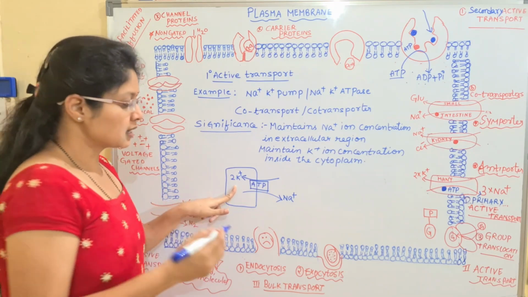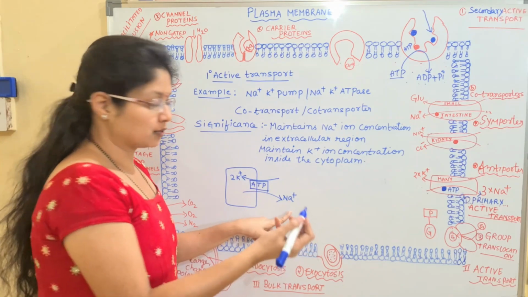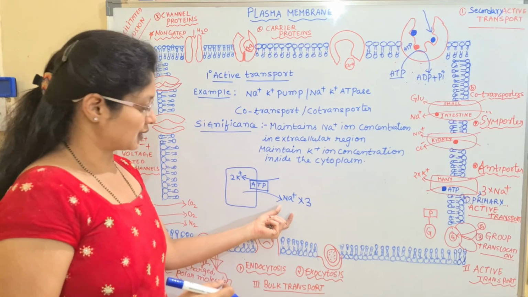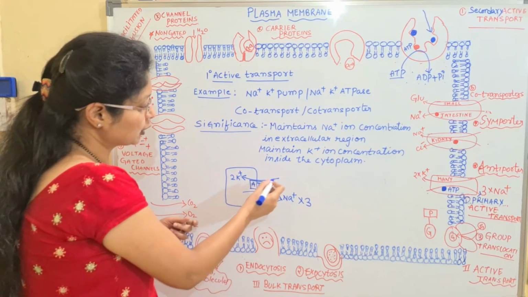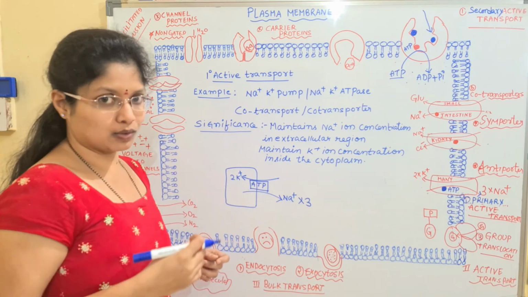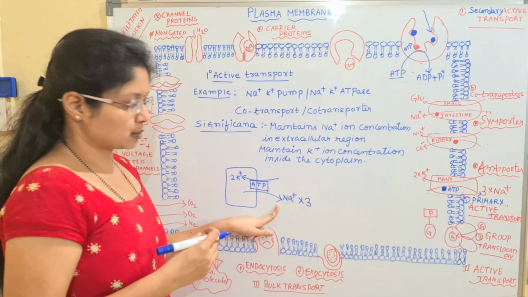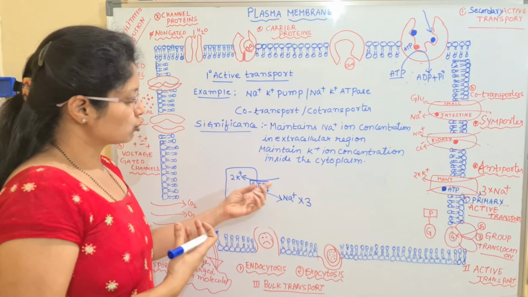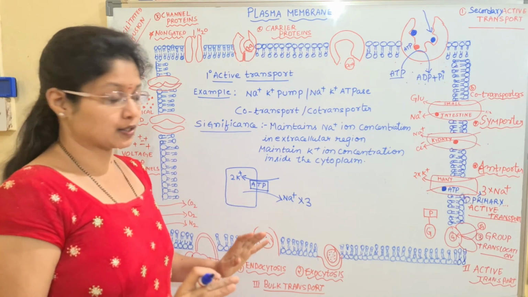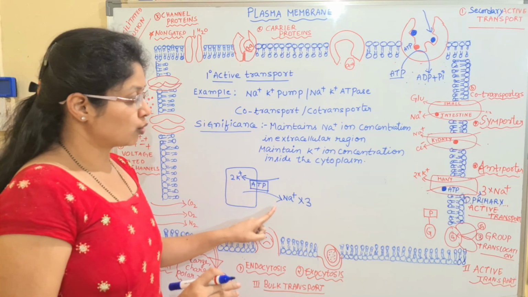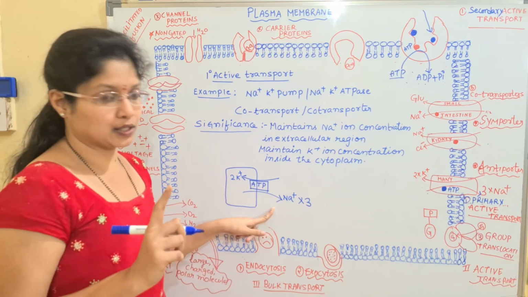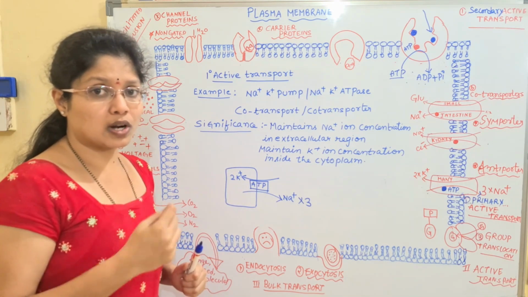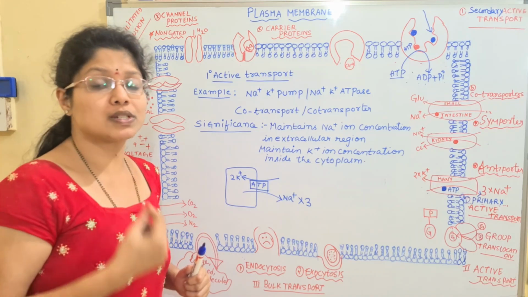Which means if 3 sodium ions are exported out of the cell, in exchange, 2 potassium ions will be entering into the cell. So this is import and this is export, or vice versa can happen based upon the needs of the cell. This can also be reversed, but it is always in the opposite direction. Potassium and sodium never move in the same direction. It is always in the opposite direction.